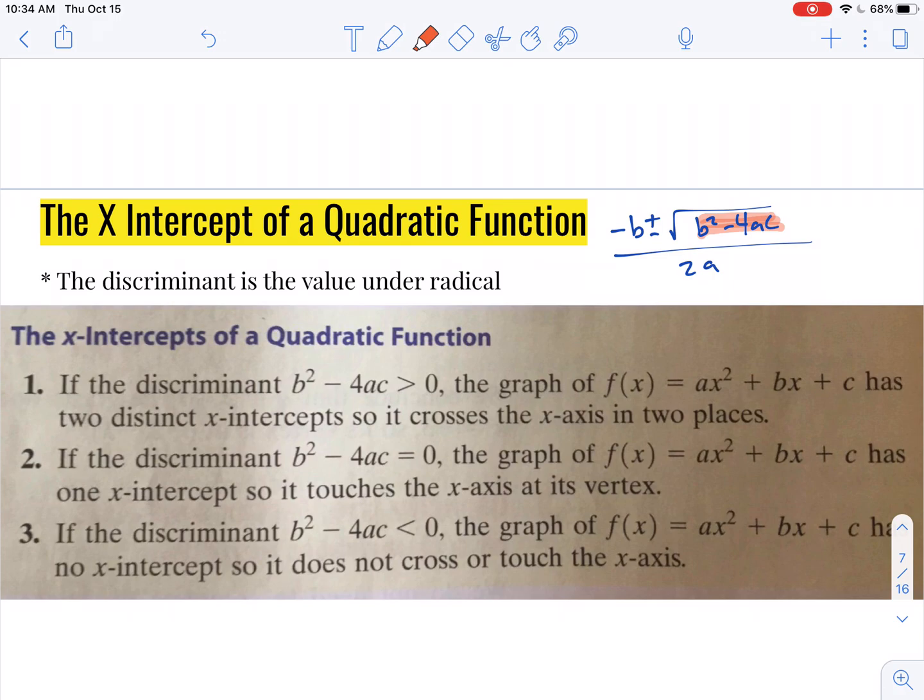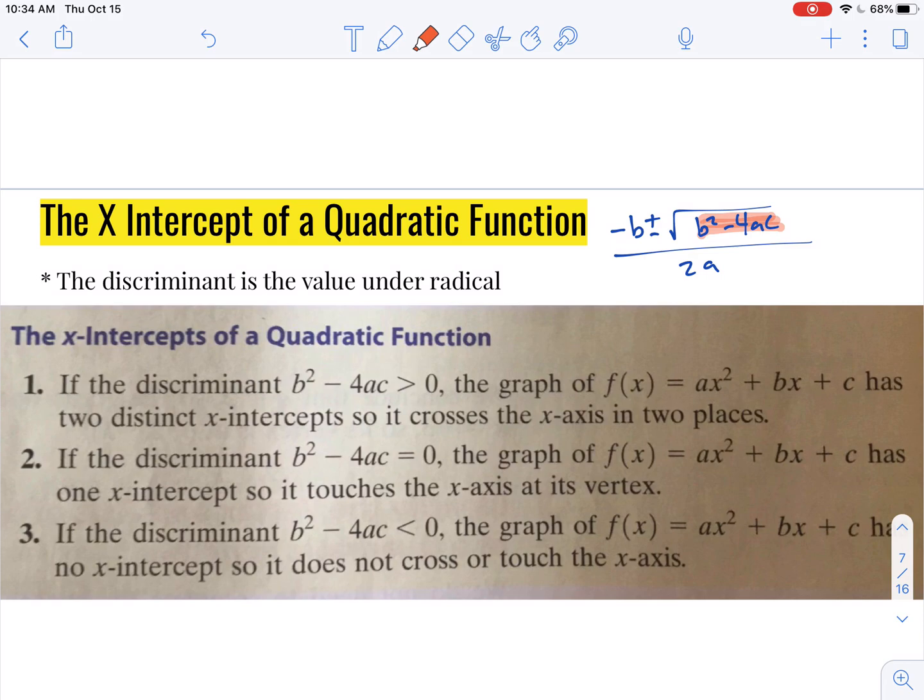And then finally, if the discriminant b squared minus 4ac is less than 0, there are no x-intercepts. If we have b squared minus 4ac less than 0, that means you have a negative number. That means if we took the square root, we would get an imaginary number, and if we have an imaginary number, that means we don't have any x-intercept. We can't get real numbers.